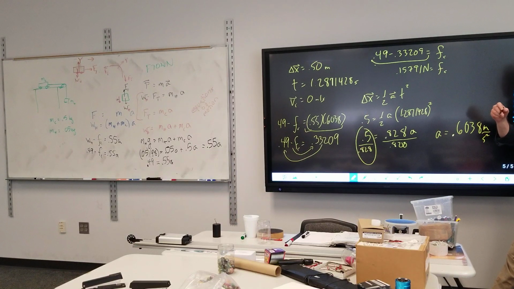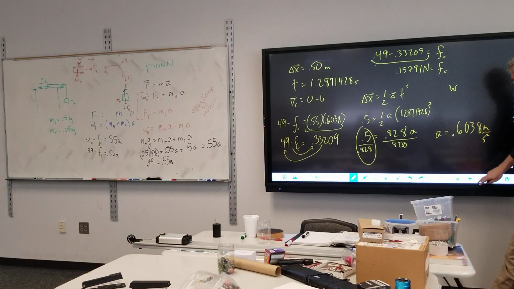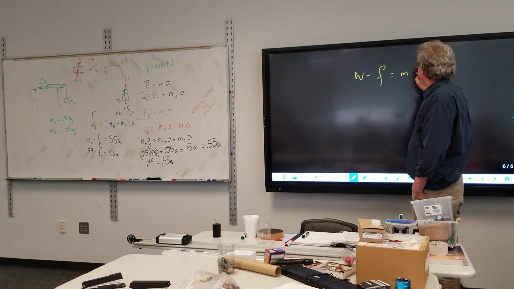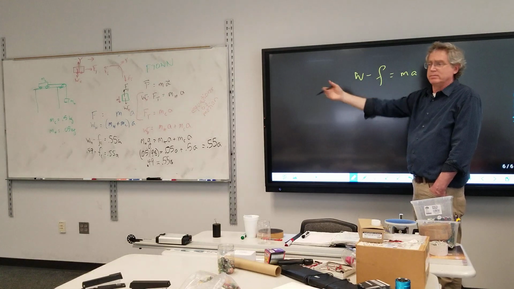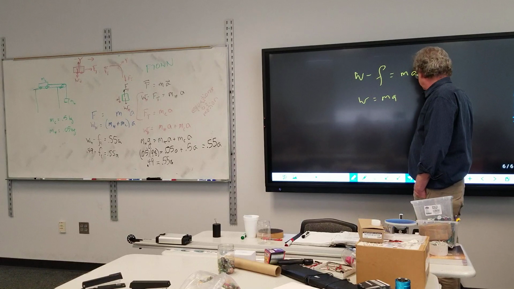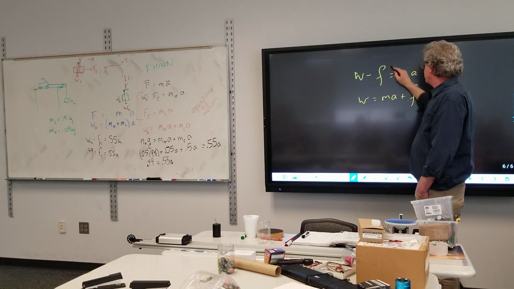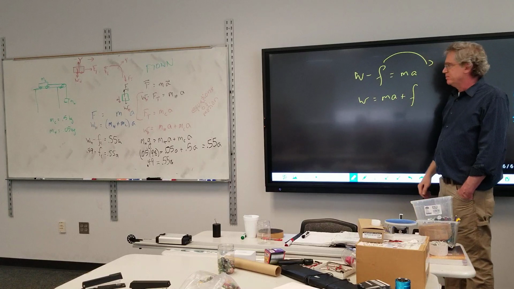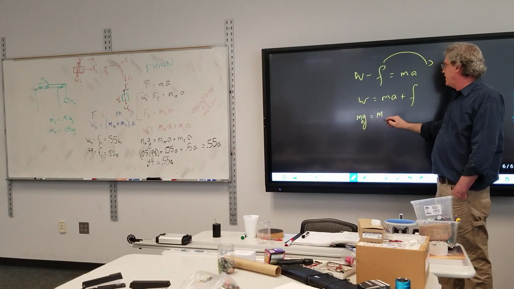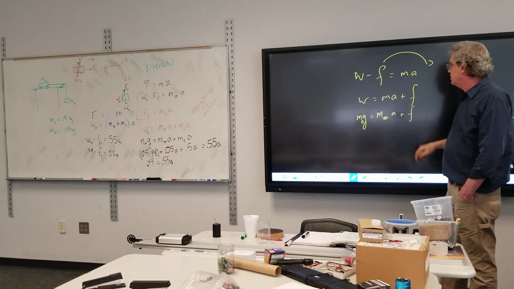Realistically, you would run several trials. In essence, we had weight minus the friction is equal to the total mass times acceleration. If I add friction to the other side, weight is equal to mass times acceleration plus the friction. This is just mg: the hanging mass is equal to the total mass times acceleration plus the friction.